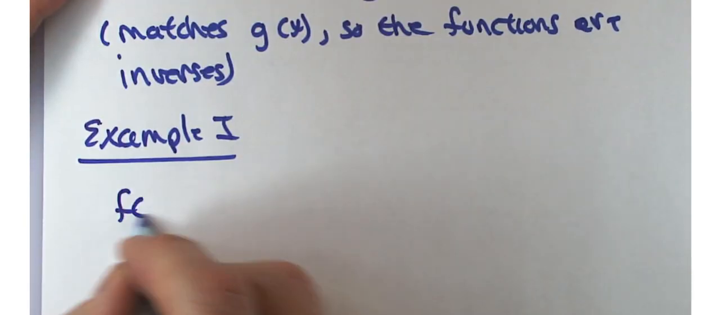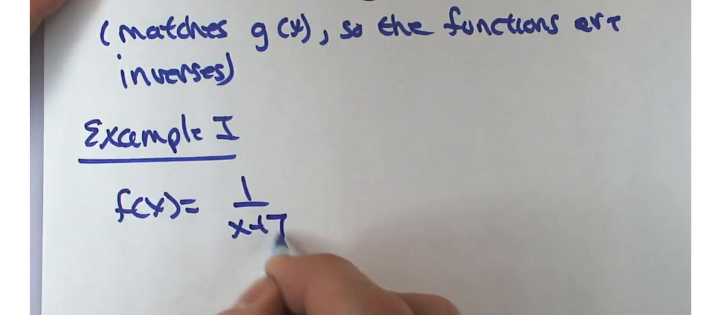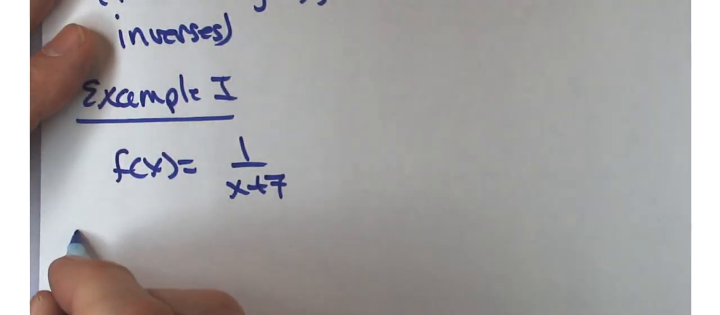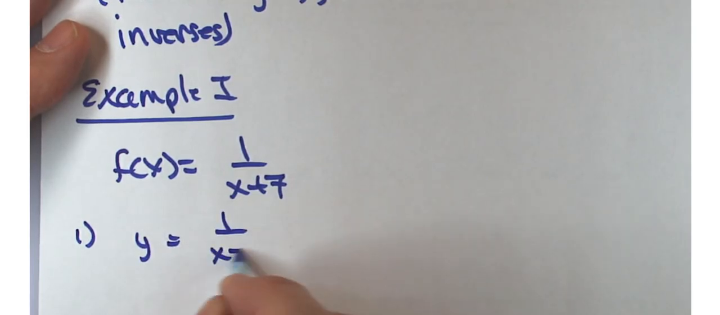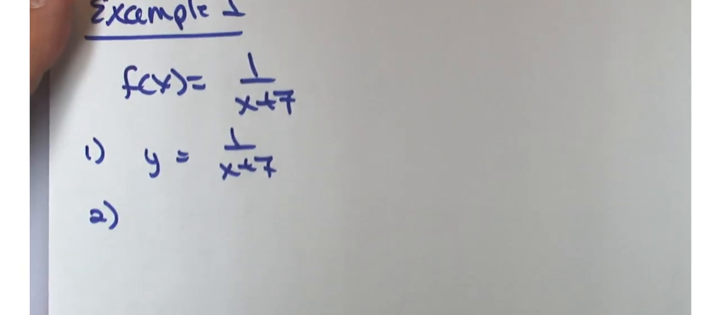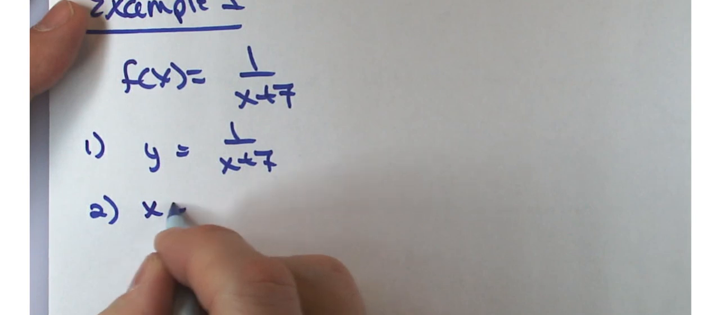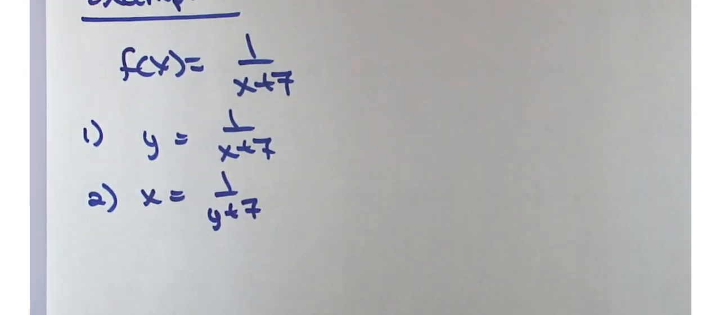F of x is 1 over x plus 7. All right. Now, as you're working your exams, keep in mind I give partial credit. So the first step would be y equals 1 over x plus 7. What's the second step going to be? X equals 1 over y plus 7. Nice. Interchange x and y.